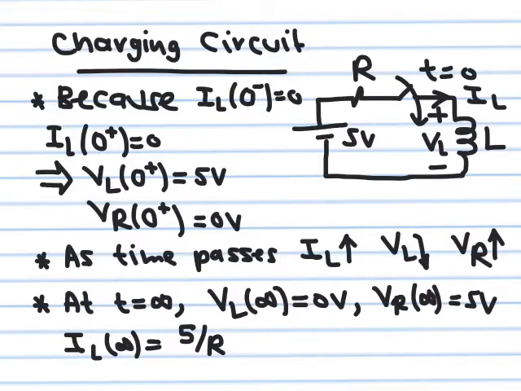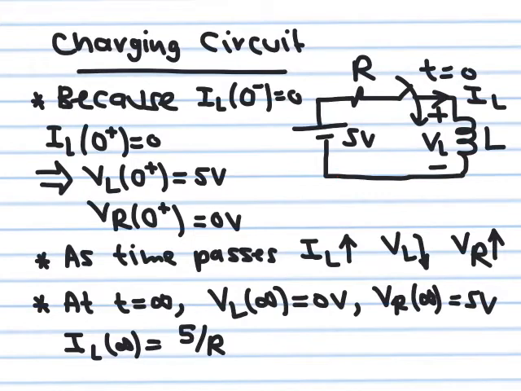Now, what's going to happen as time passes? In the beginning, the current is 0. The current will start to build up. Okay, current will start to increase. And when the current is increasing this way, we say that the inductor is charging. So the concept of an inductor charging means that the current is building up. It's opposite to the concept of charging for a capacitor. For a capacitor, we talk about voltage increasing. Here we talk about current increasing.